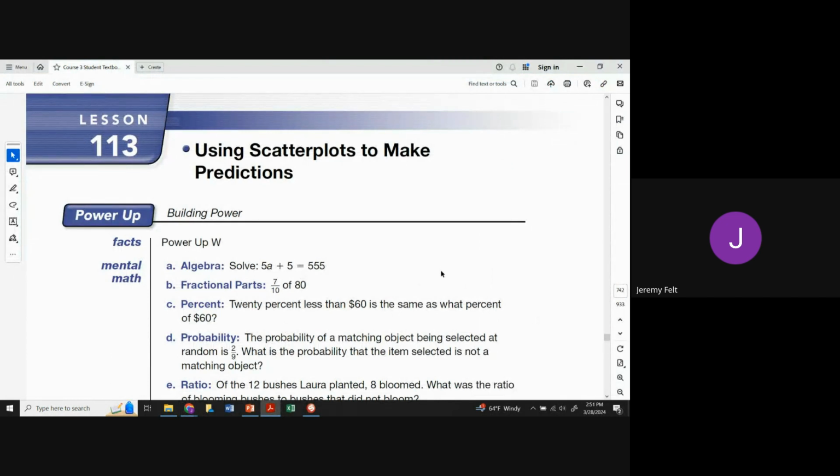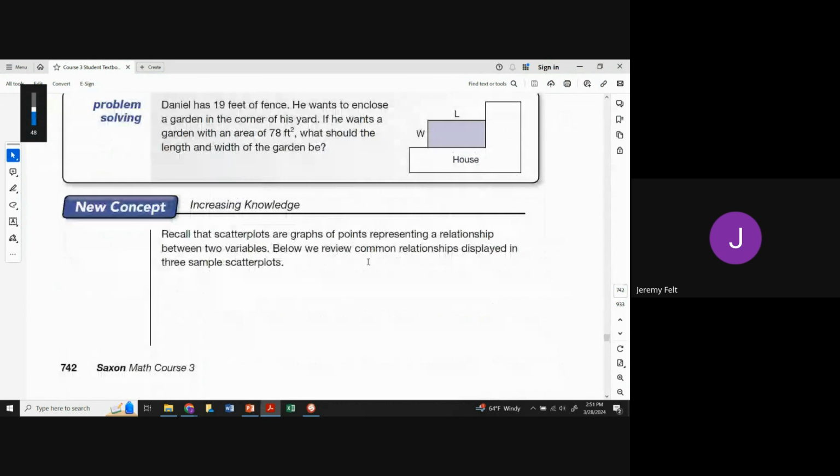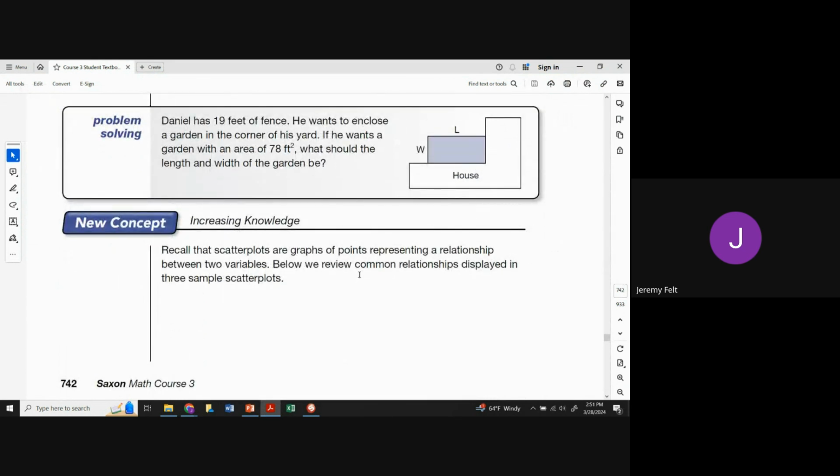Lesson 113, we're using scatter plots to make predictions. A scatter plot is where we have two things that we're looking at and trying to find if there's any relationship. Sometimes there may be a correlation, but that doesn't necessarily mean causation. So just be aware of that. Sometimes people want to make references to something causing something else, and there may just be a correlation between them, but one isn't necessarily causing the other.